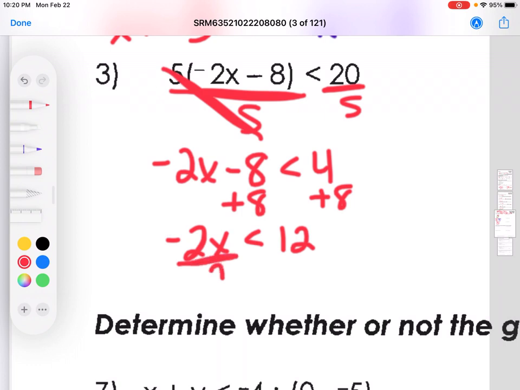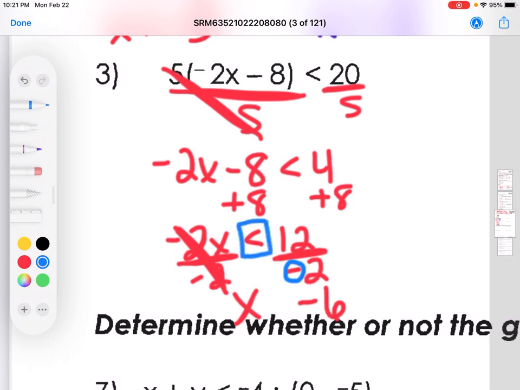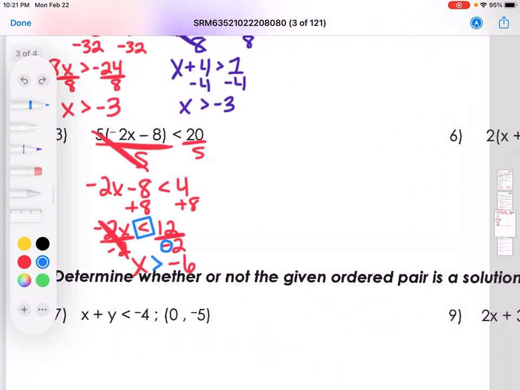Now I want to divide both sides by negative 2. So x, and then 12 divided by negative 2 is negative 6. But remember, I divided by a negative, so my symbol needs to flip. So since it was less than, now I need it to be greater than. So x is greater than negative 6.